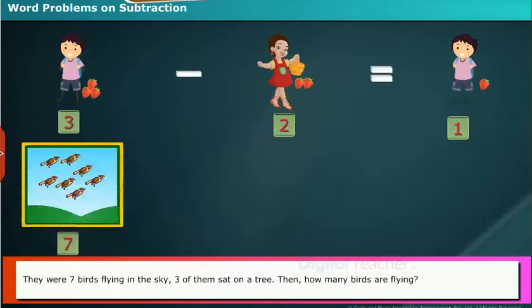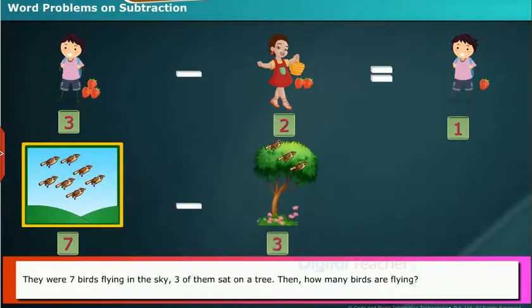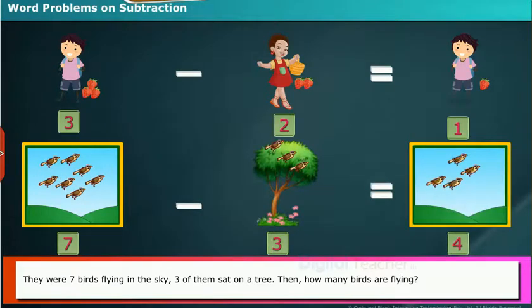There are 7 birds flying in the sky. 3 birds are sitting on a tree. Then, how many birds are flying?